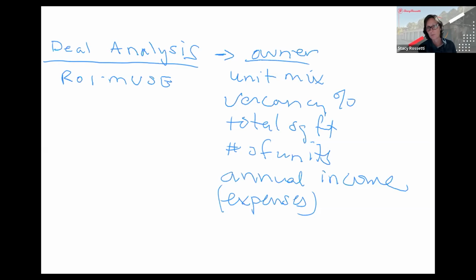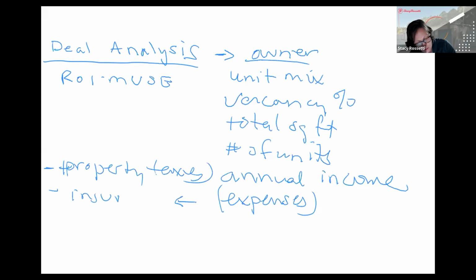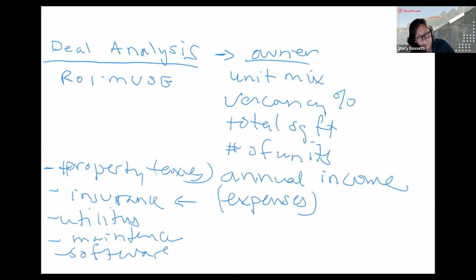Annual income is revenue and expenses. Under expenses, you're going to want to know the property taxes, the insurance cost, utilities, and then maintenance, software, marketing.